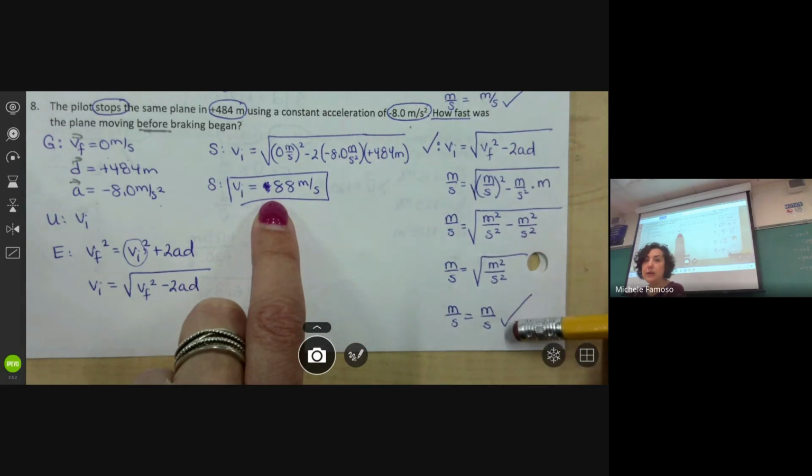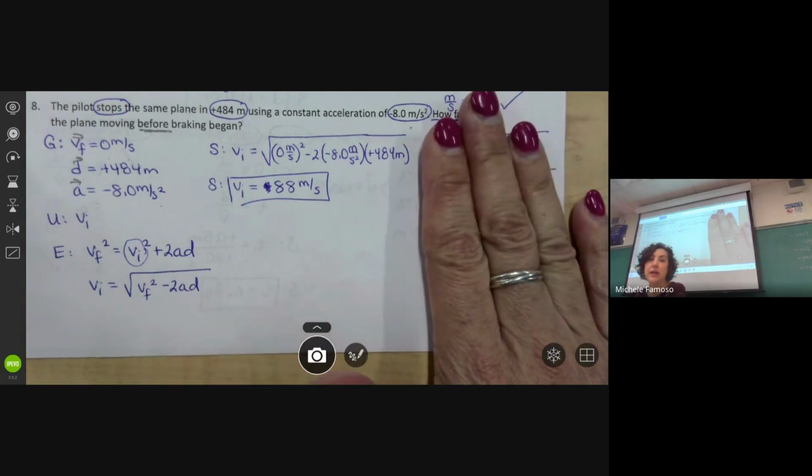Now, you weren't asked to do the dimensional analysis on number 8. You were only asked to do it on 1 through 4. So I'm not even going to go over how to do that unless someone wants me to do that. Make sense, please?